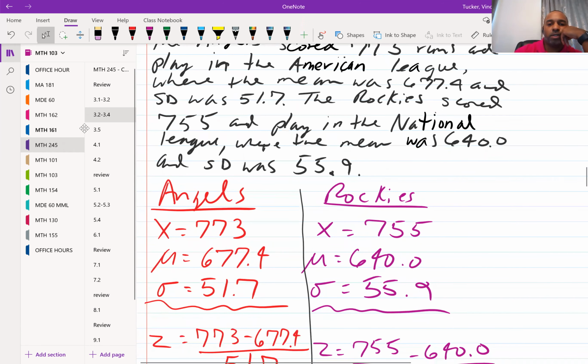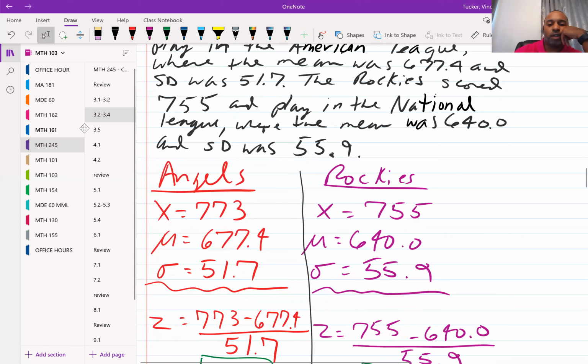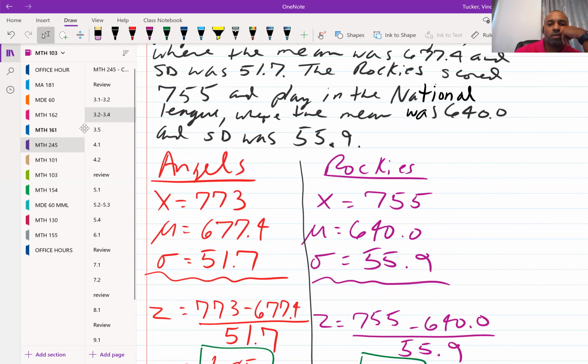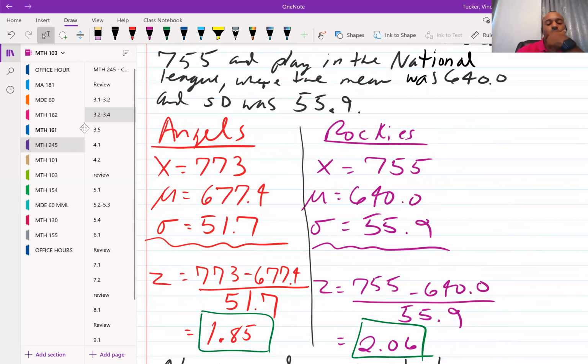Then from there, we can calculate the Z-score for each. Anybody, if I'm going up too far, let me know. So for the Angels, 773 minus 677.4 divided by 51.7 gives us 1.85. Then for the Rockies, 755 minus 640 divided by 55.9 gives us 2.06. So those are our Z-scores for each team respectively.